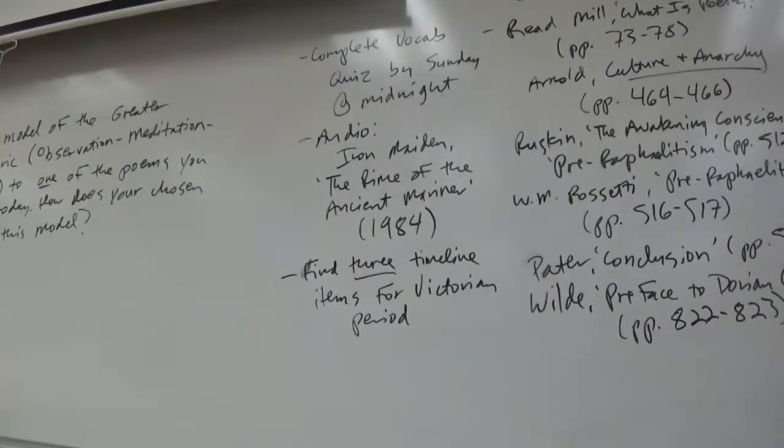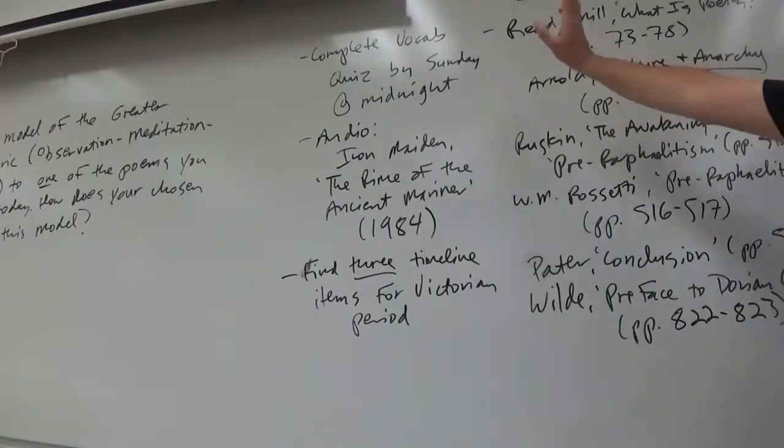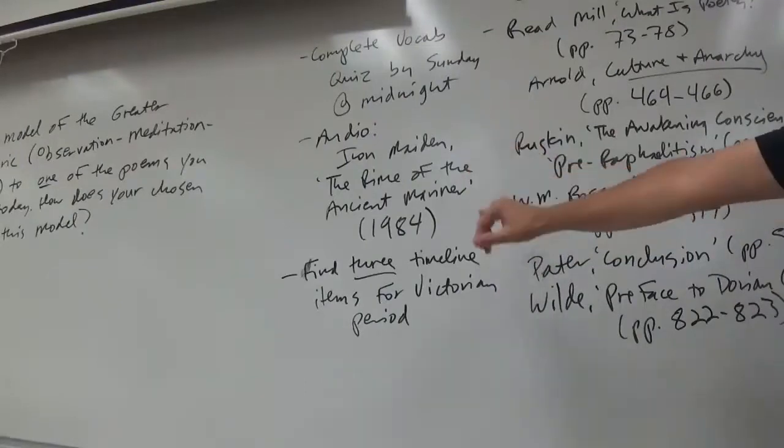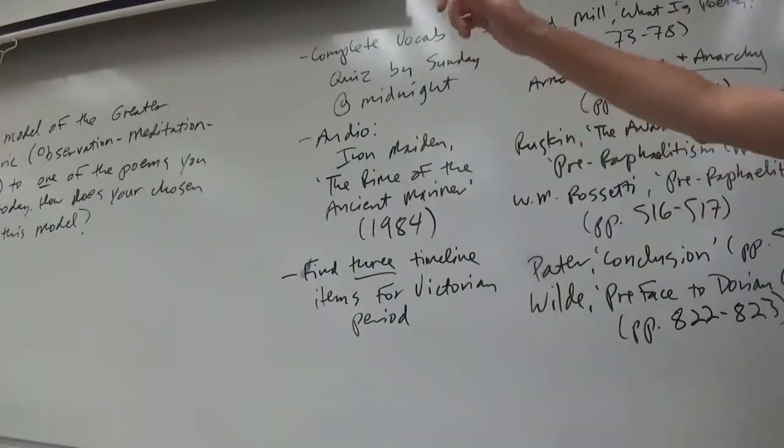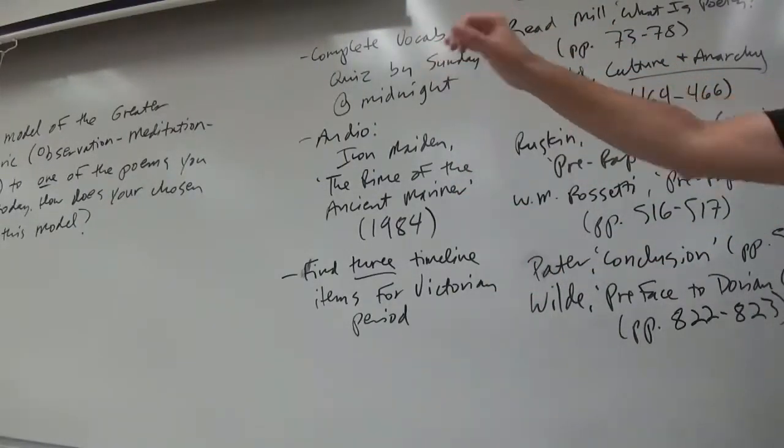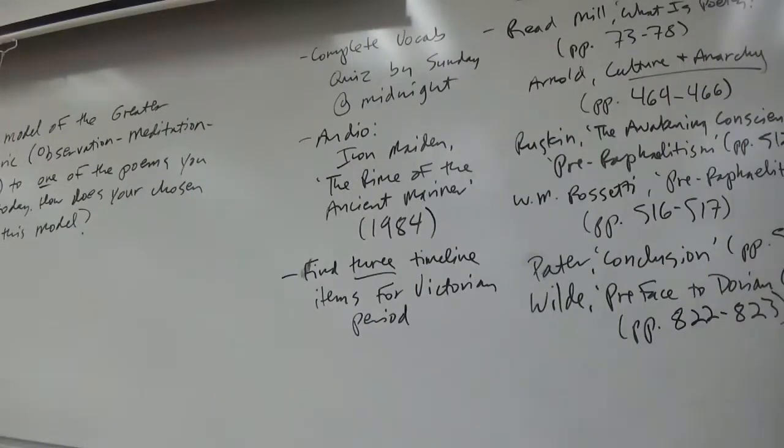Also, I want everybody to keep in mind that the first vocabulary quiz is going to open up on Friday morning in Georgia View. I will email you, at least this time, to let you know that it's opened up. You will need to complete it by Sunday at midnight. And remember as well to find 3 timeline items for the Victorian period for Monday, so 3 landmarks of Victorian aesthetics that we can put on our timeline.